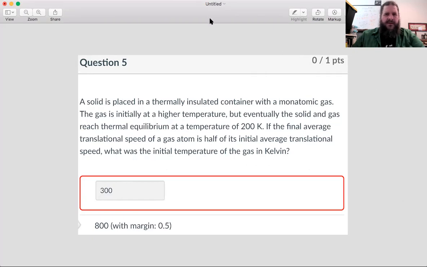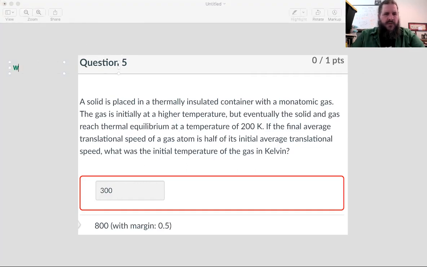So let's start by just writing out what we know there. We know that the final temperature of the gas is 200 Kelvin. We want to know what was T initial. And there's also a solid, but I don't know if we're actually going to need to know anything about the solid because it doesn't really tell us much about it anyway. But what do we know about the gas?